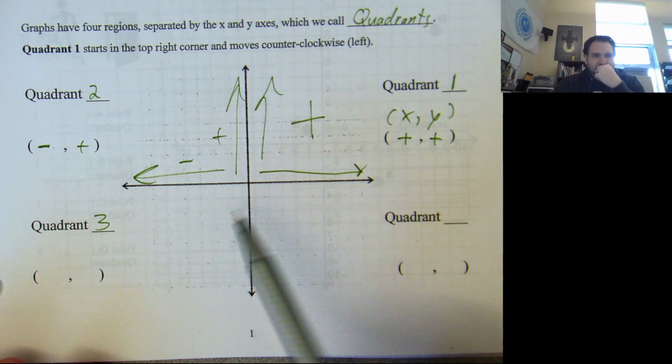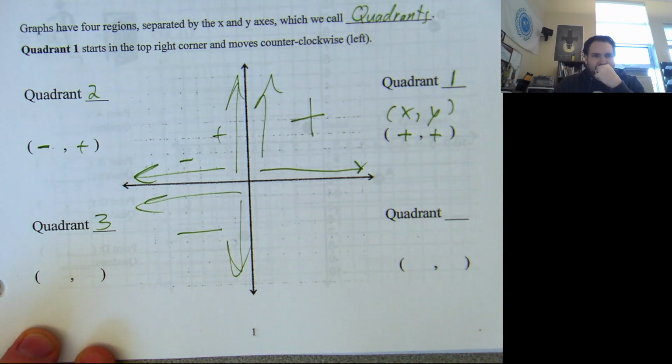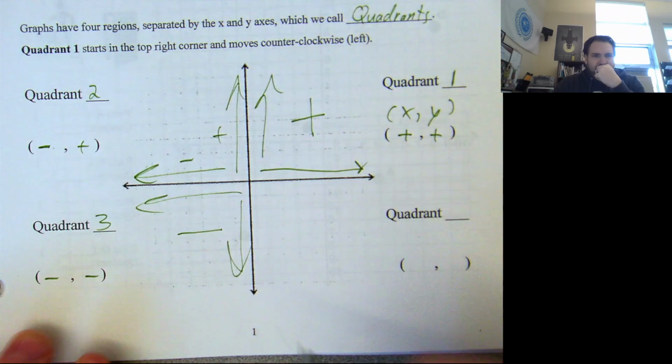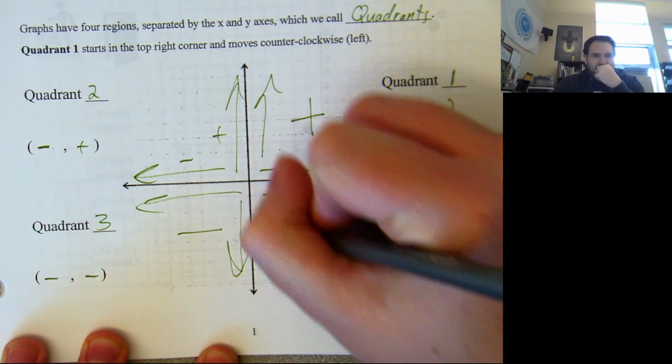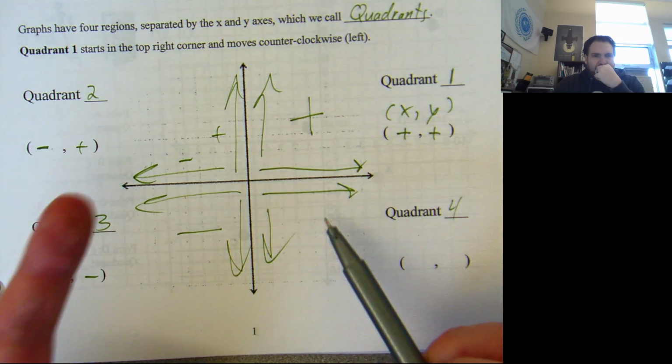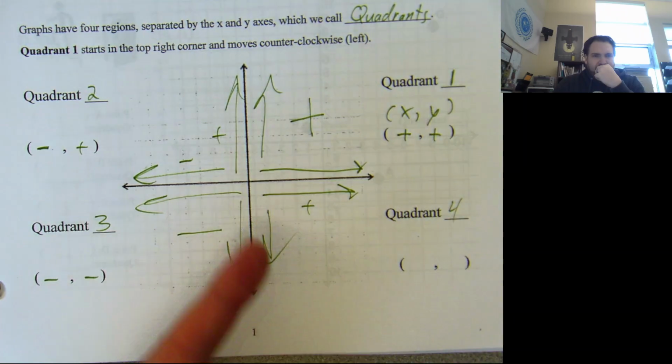Down here, what can we say about the X's and the Y's? Negative. They're both negative. And this bottom quadrant down here is quadrant 4. In quadrant 4, what can you tell me about X's and Y's? X's go to the right, but Y's go down. So X's are positive, and Y's are negative. Cool.